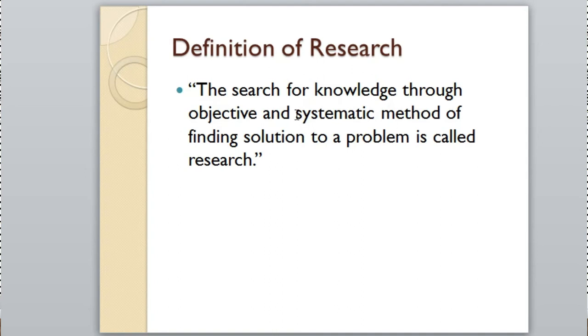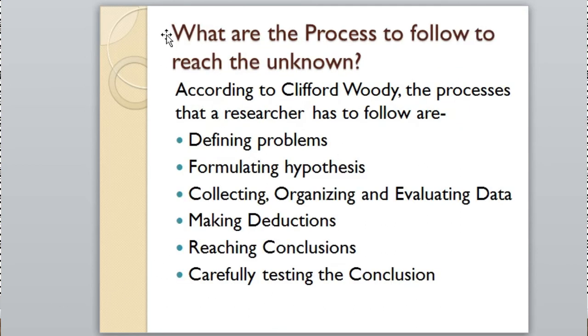I have already discussed that you have to search. What you have to search? You have to search knowledge, but in a systematic method. And then what you have to do? You have to find solution to a problem, and that is what is called research. So what is the systematic method we are talking about? Here is the systematic method, or the process to follow to reach the unknown.